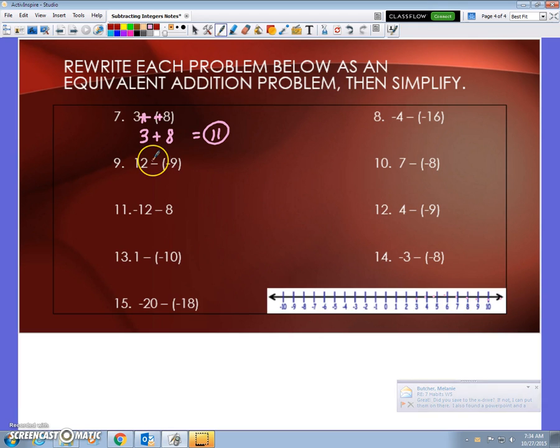Once again, change. Let's go over here to this one. Change. My negative 4 does not change at all. But the two signs in the middle can change. I'm adding a positive 16. That's the same as just adding 16. So if I'm at negative 4 and I move up 16 spots, I know it's 4 spots to 0, and another 12 spots after that. So it's going to be 12.